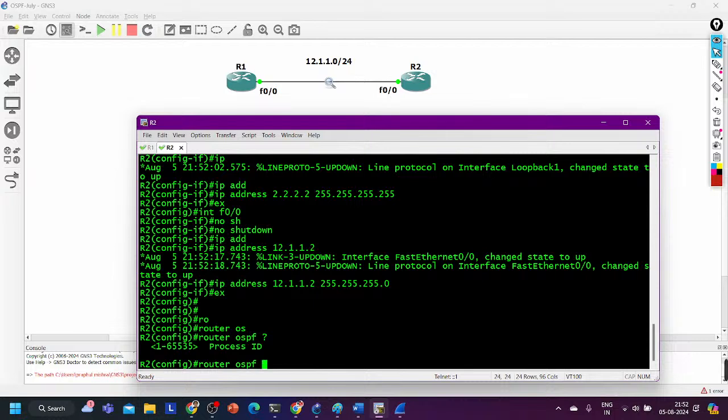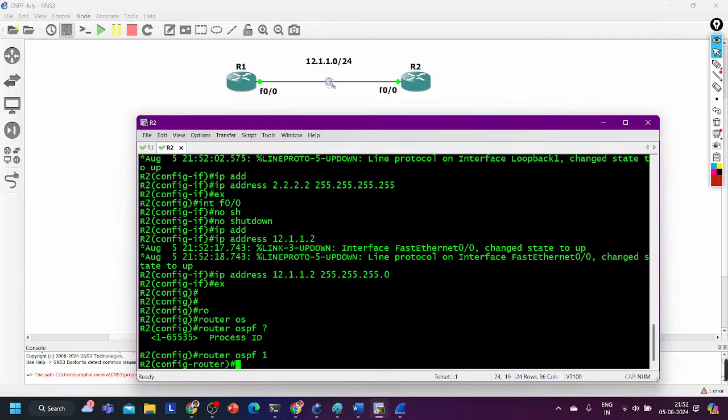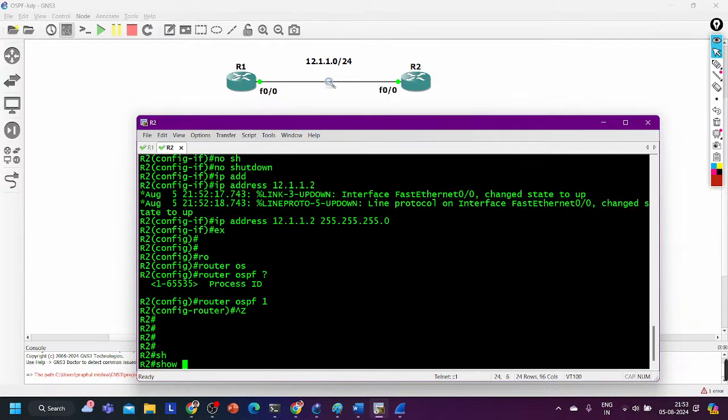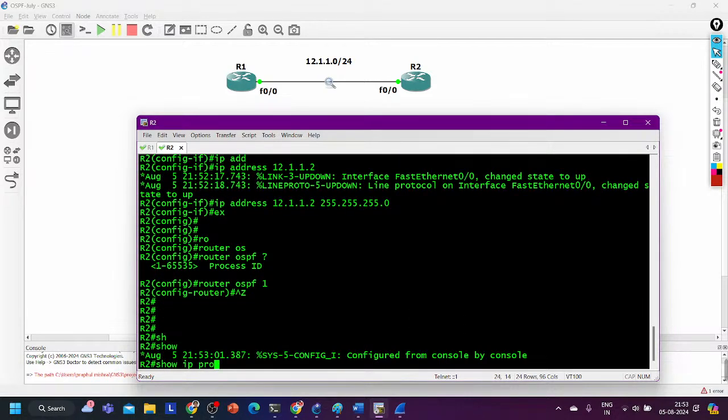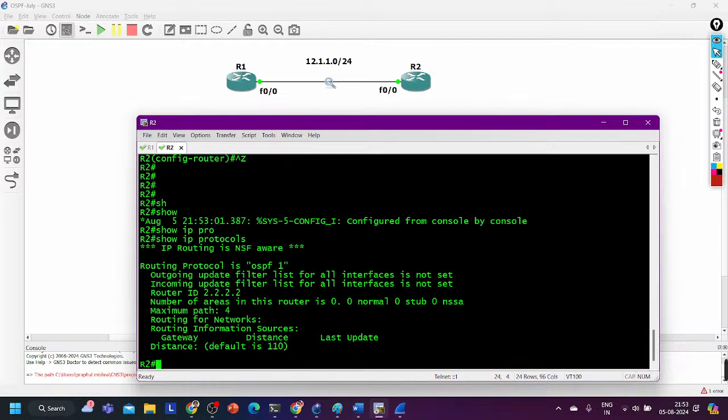But it is locally significant. You can configure the same as well and different as well, right? So here I am going to configure router OSPF 1, or you can configure 100, doesn't matter. What will be the router ID on router number 2? So IP protocol. What will be the router ID, guys? 2.2.2.2, the highest IP address on the loopback interface.